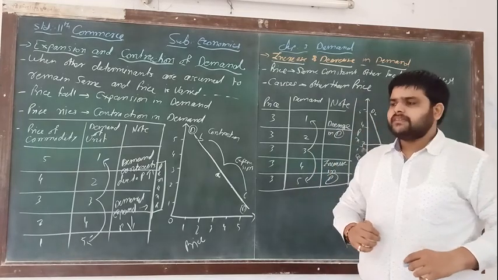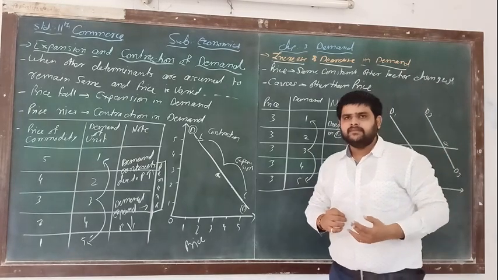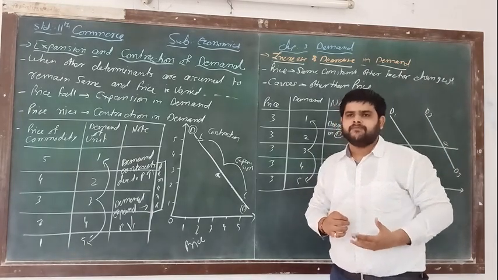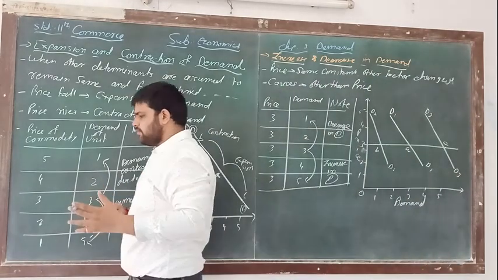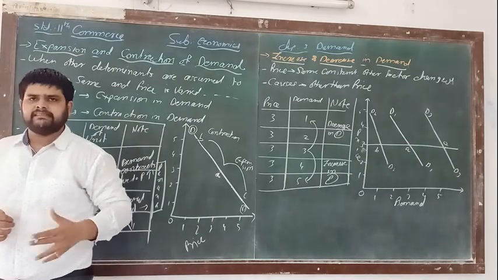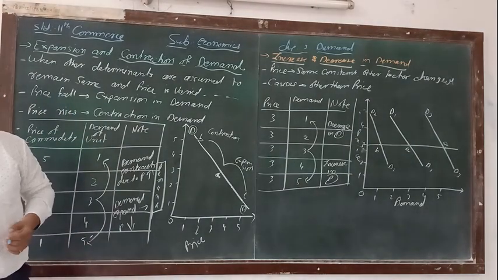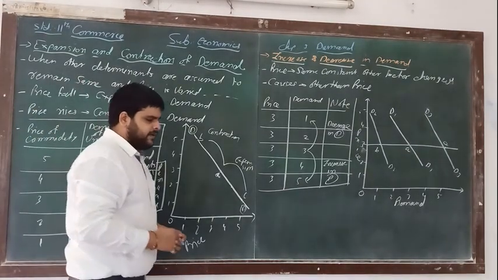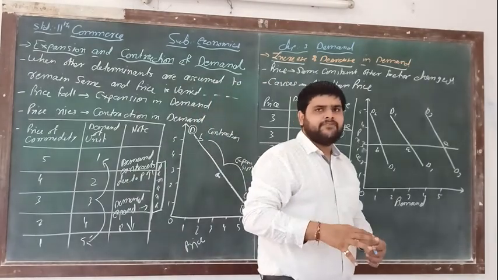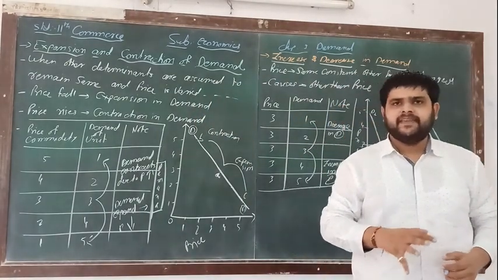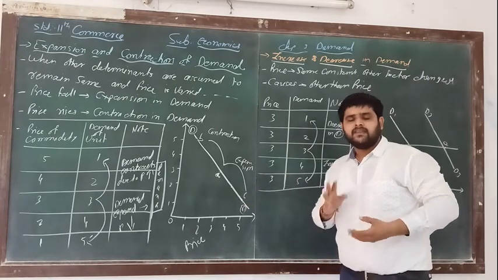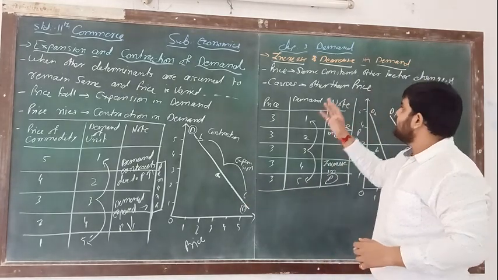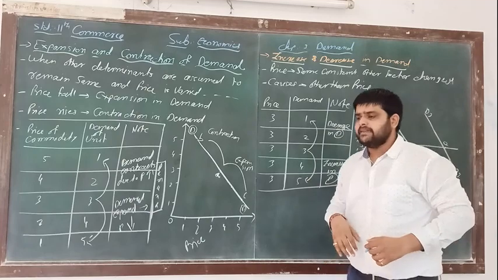In the last video we learned about the law of demand and exceptions to the law of demand. There are four exceptions, like precious goods, very low cost goods, etc. And right now we are going to discuss the next topic: expansion and contraction of demand, and second, increase and decrease in demand.